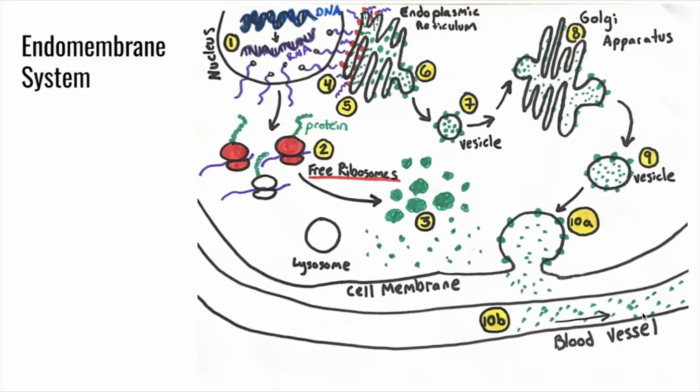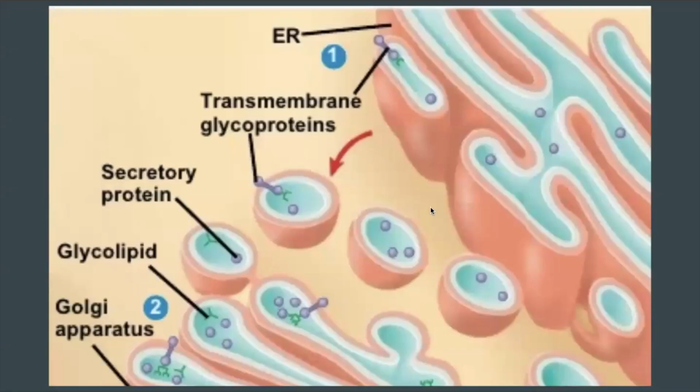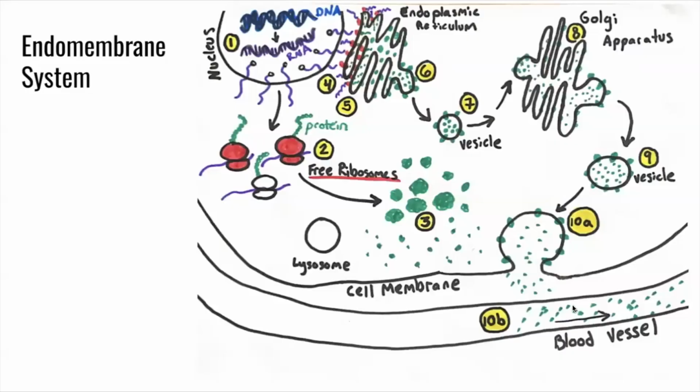Now, I want to remind you what the beginning of this conversation was about. It was about the molecule oxytocin. Well, oxytocin is a protein, and that oxytocin molecule is going to end up moving through the endomembrane system to the blood vessels, where it's going to go through the rest of your body.